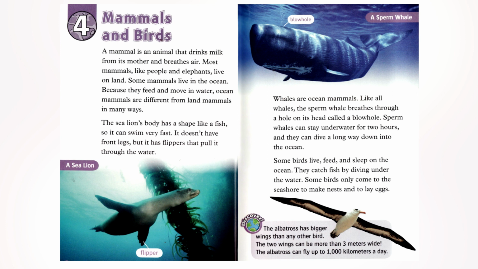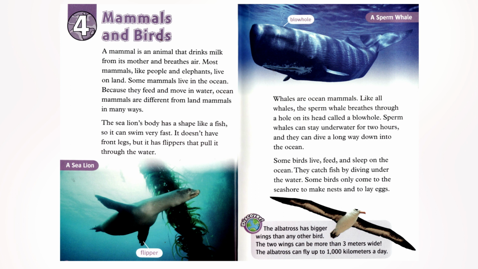Chapter 4. Mammals and Birds. A mammal is an animal that drinks milk from its mother and breathes air. Most mammals, like people and elephants, live on land. Some mammals live in the ocean. Because they feed and move in water, ocean mammals are different from land mammals in many ways.